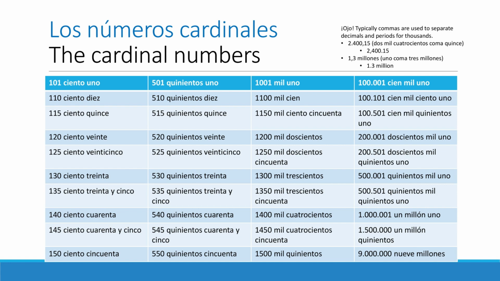So all of these above 30 are written as two words. The exception here is the 20s. The 20s are written as one word. 30 through 90 are written as two.